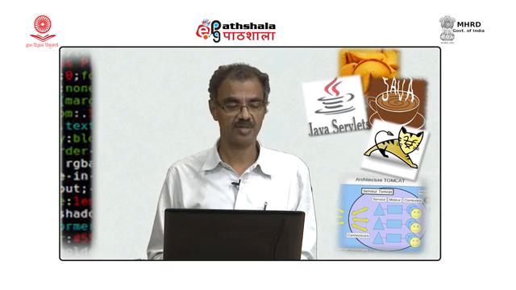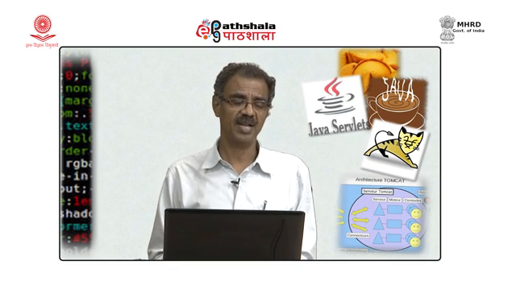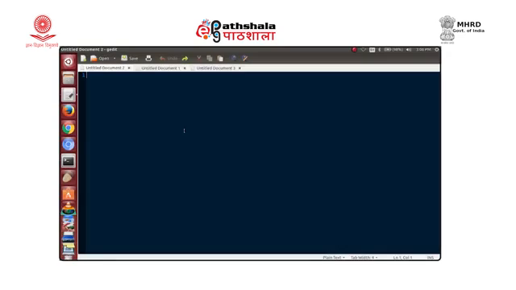Let us start with a package. We have the package org.epgpathshala.dad.model. That is the package where we will have all the model classes. Then we develop a simple bean class. This is a public class called UserInfo.